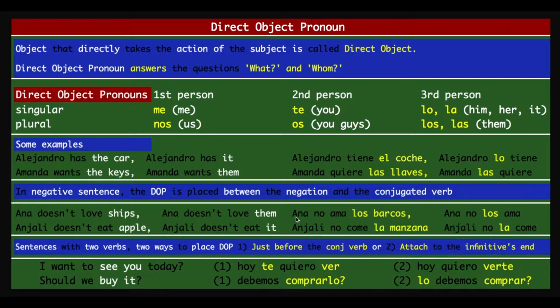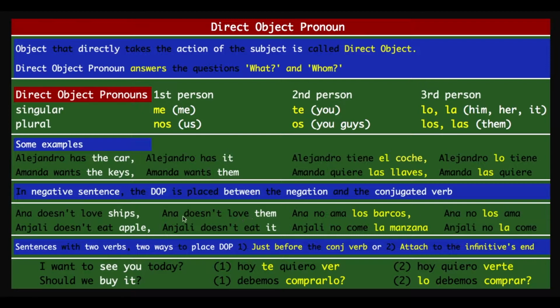Okay, so this is our normal sentence without the direct object pronoun. It is Anna does not love ships, but if you say the same sentence as Anna doesn't love them, it will be Ana no los ama. And this is exactly what the concept is saying, that the direct object pronoun, which is here los, for barcos, is placed between the negation, which is no here, and the conjugated verb ama. So ama has come from the root verb amar, which means to love. So ama, does not love them, is literally what it means.